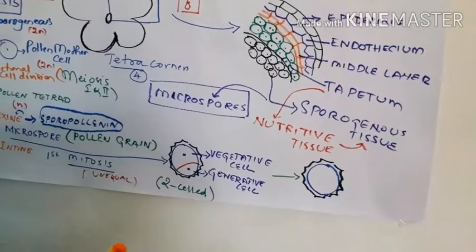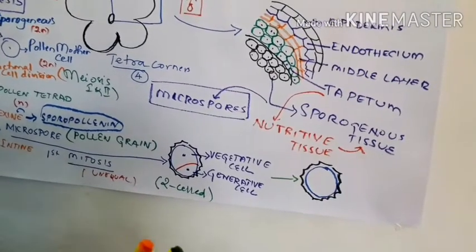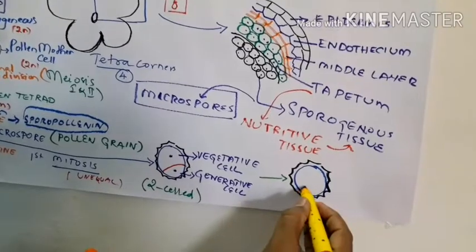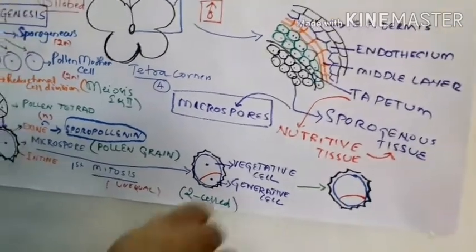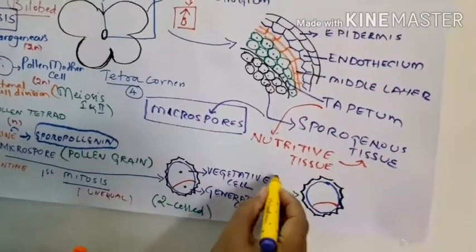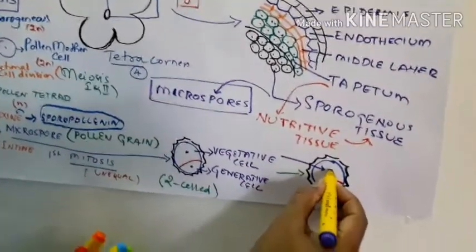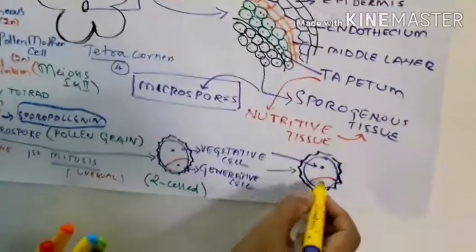Draw the ornamentation, and it has represented the unequal cells that are there. What is the bigger cell called? It is called the vegetative cell. Very good. That is the vegetative cell. And this is your generative cell.